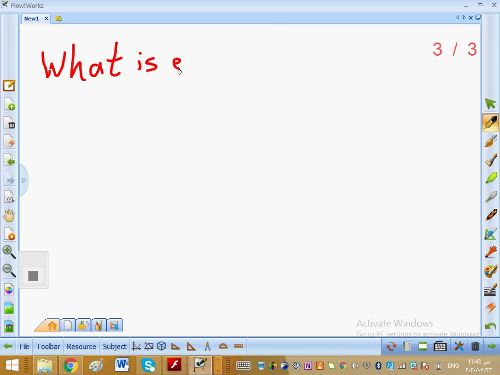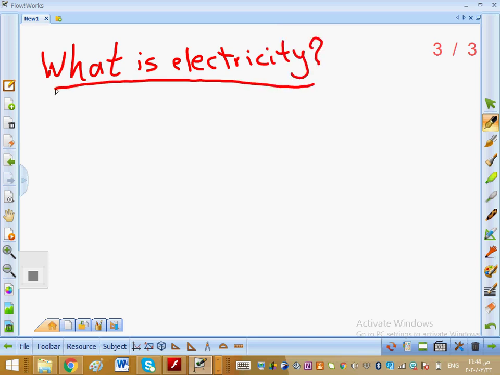What is electricity? In this lesson, we began with atoms. And we said an atom is the smallest component of matter, or we can say the building block of all matter.